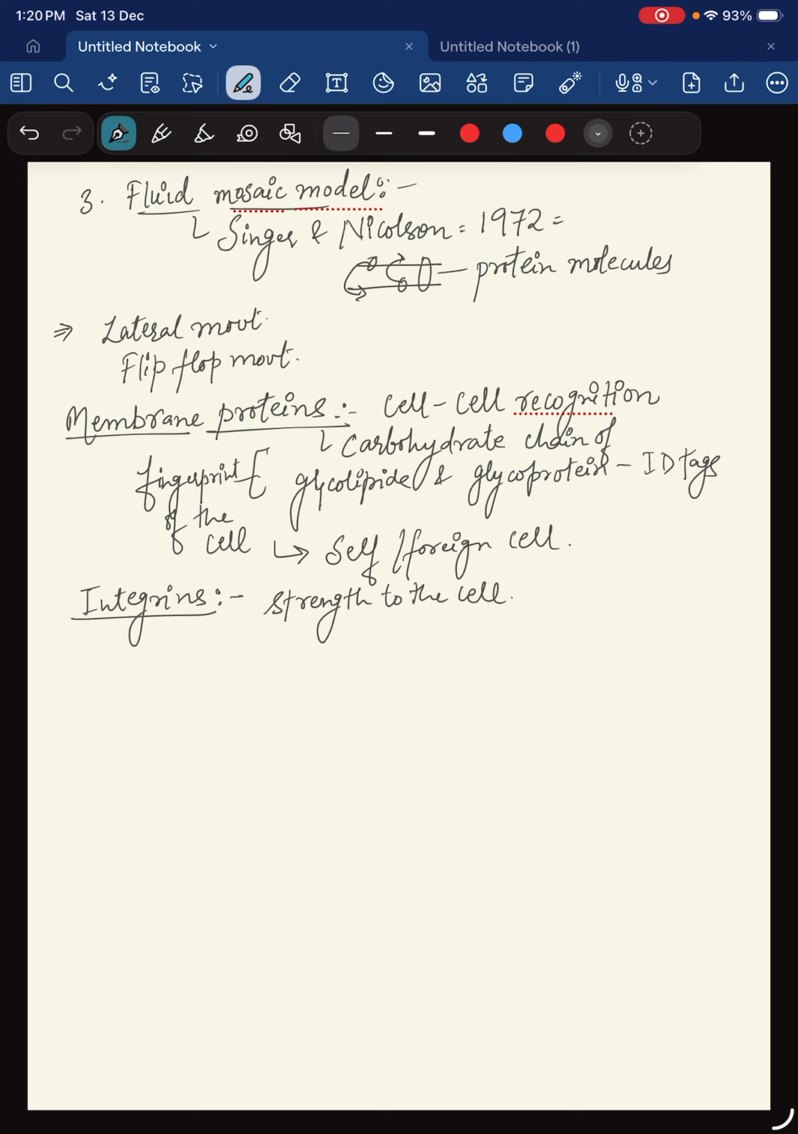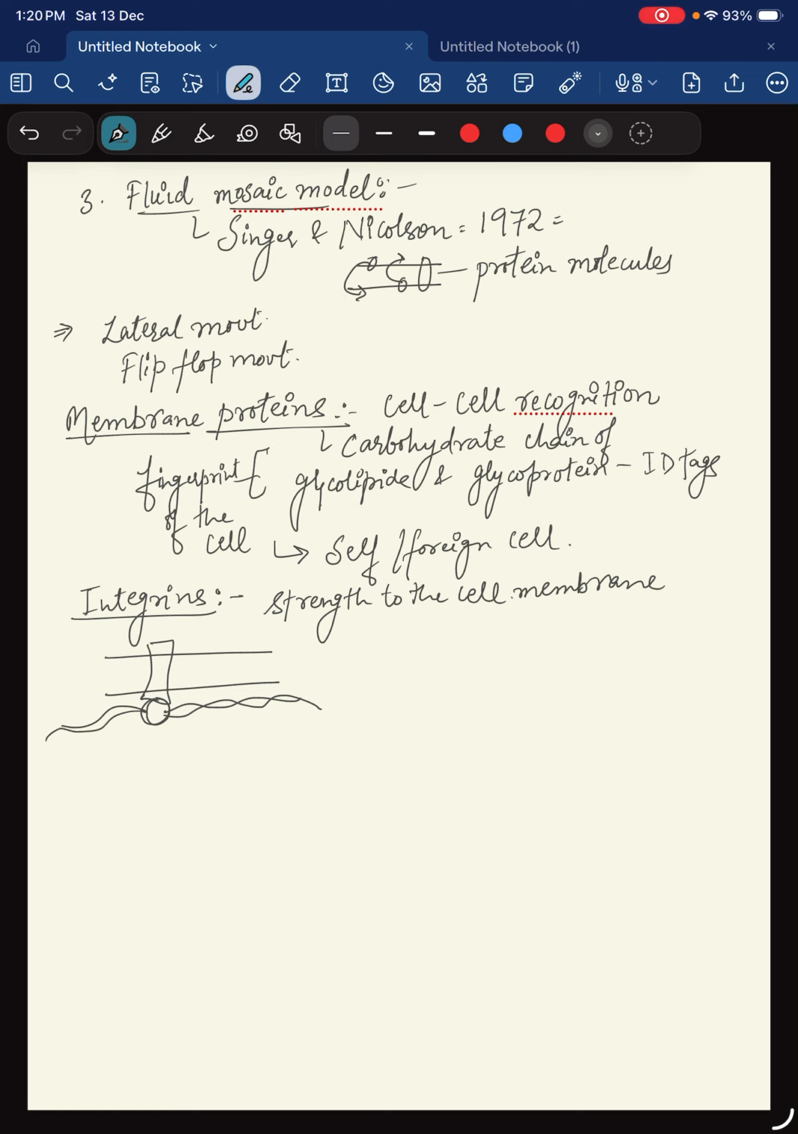Membrane. Strength to the cell membrane. These integrins attached to the cytoskeleton and the extracellular matrix to maintain the cell shape and stabilize proteins. Means, for example, this is the plasma membrane. Here an intrinsic protein is present, and it is connected to the cytoskeleton.